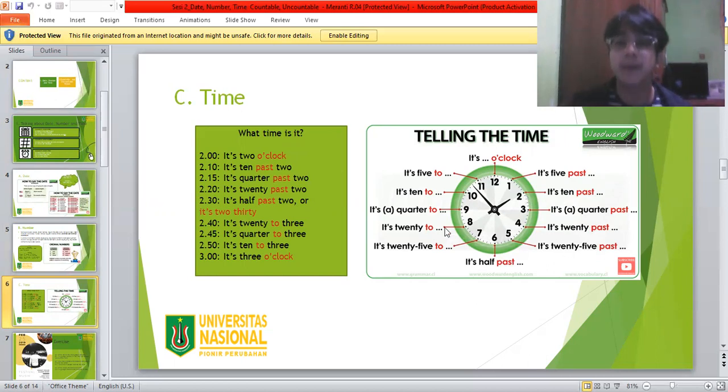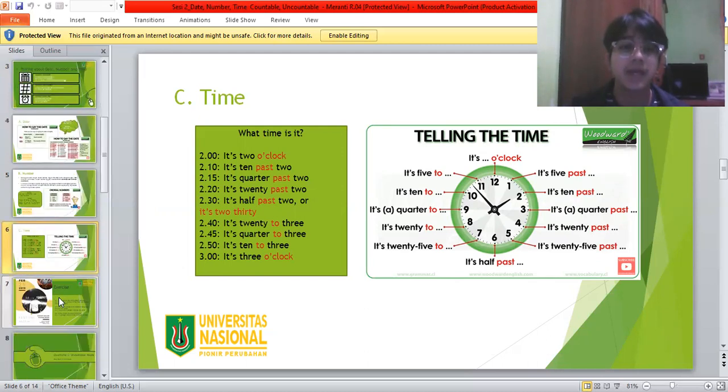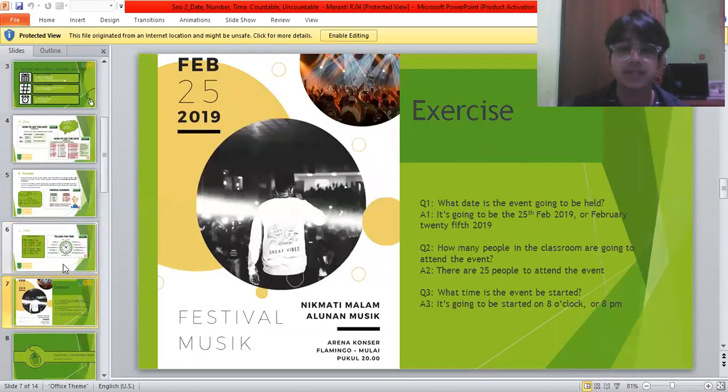And this is about to. Like, if you want to break fast, and it still has 15 minutes to go, we can say it's a quarter to 6. Then we finally can break our fast. Okay, and we go to the exercise.